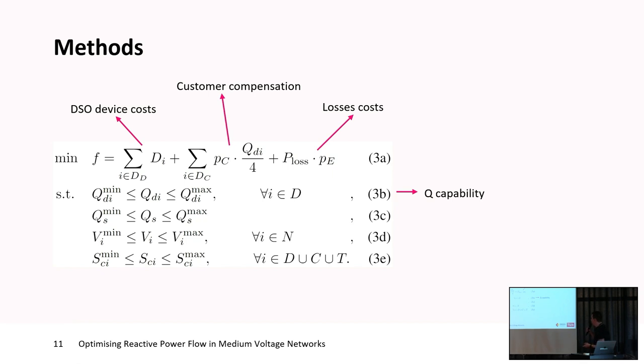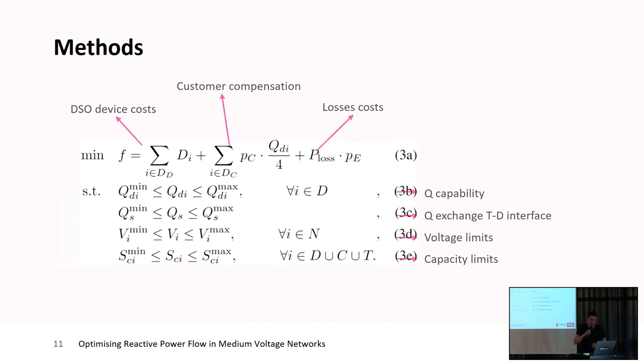Now, there are four constraints. So the reactive power that is used as a set point must be something the generator or the inductor bank is able to deliver or use, of course. Then what I showed you with the green orange graph at the TSO-DSO interface, it has to be within its limits. All nodes have to be within voltage limits. And of course, the transformer, cables and devices have some capacity limits, which must be met as well.